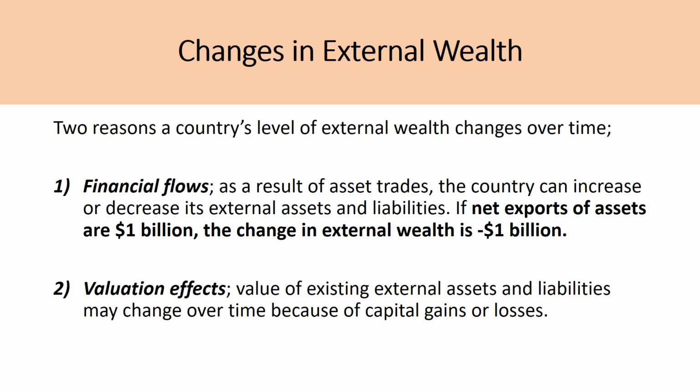There are two reasons a country's level of external wealth changes over time. First, financial flows: as a result of asset trades, the country can increase or decrease its external assets and liabilities. If net exports of assets are $1 billion, the change in external wealth is negative $1 billion. So if we're selling these assets to finance our current account deficit, external wealth falls.